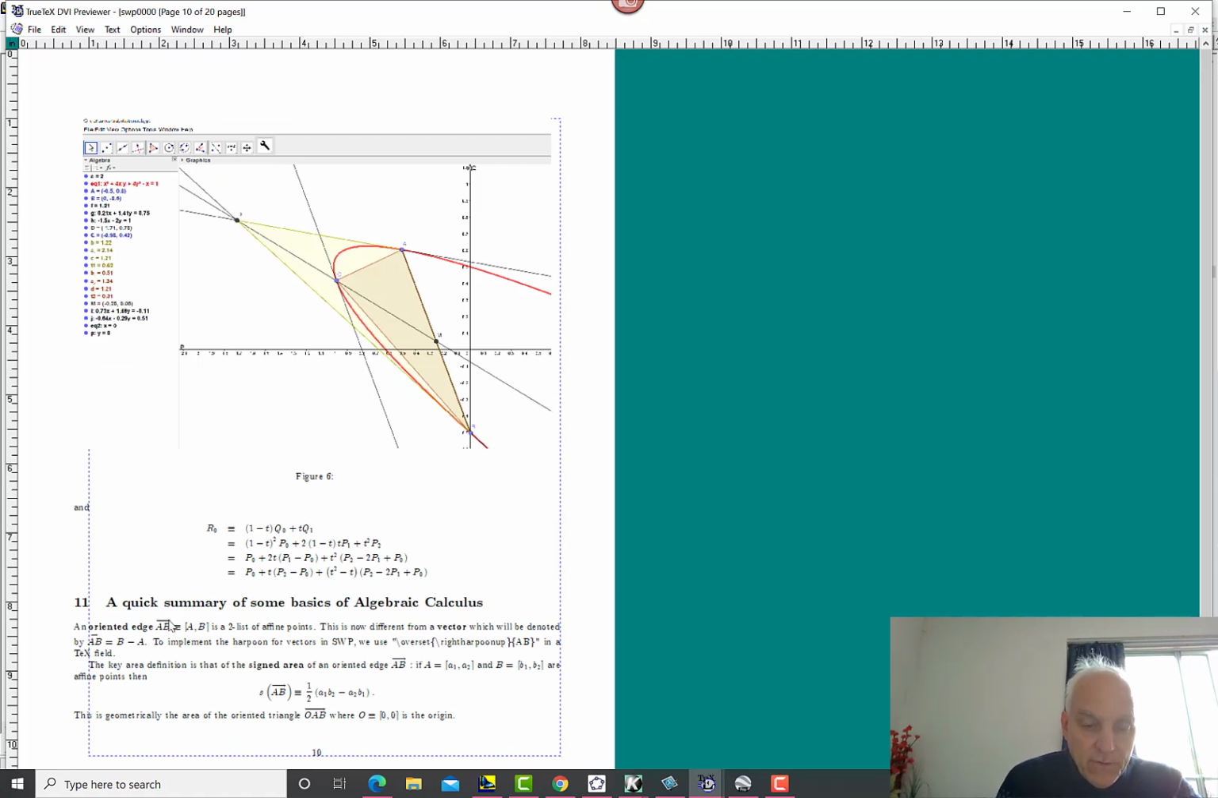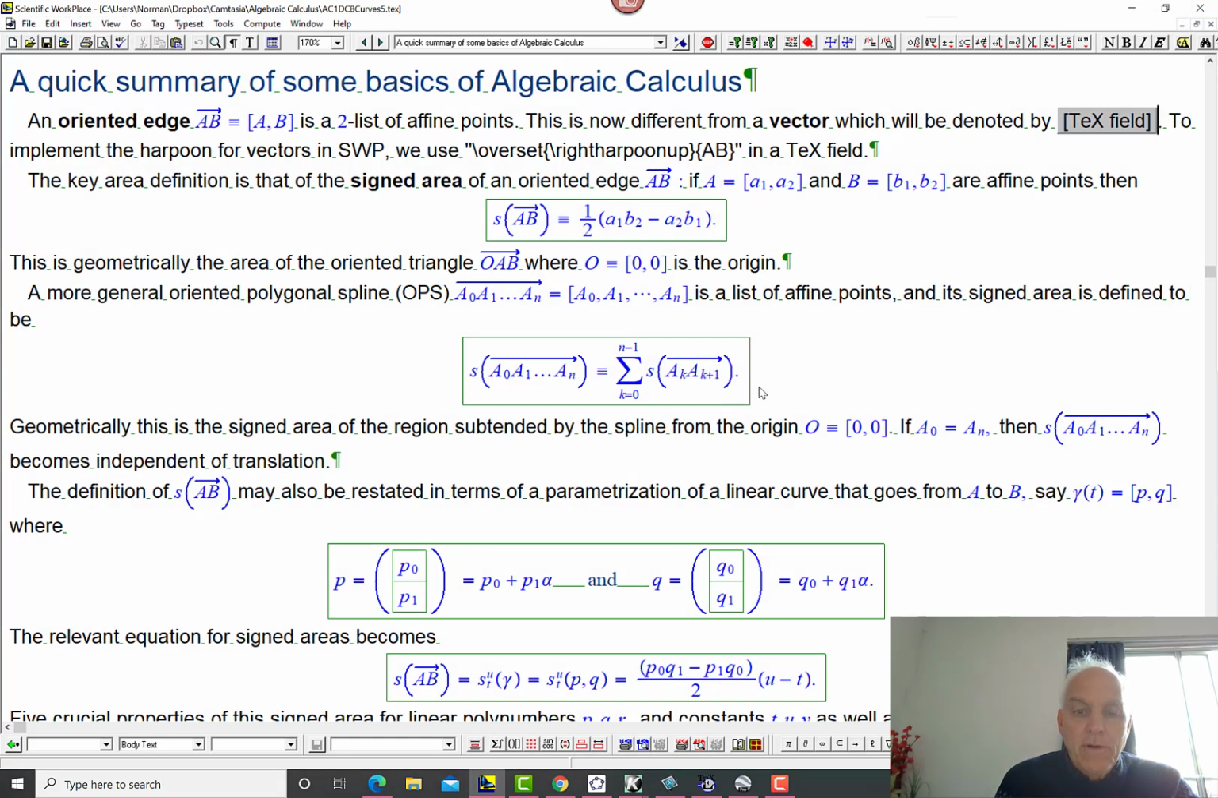Okay, down here, if you can see this, oriented edge, there's the oriented edge AB, and here's the harpoon edge. Okay. So let's get rid of that. Okay, let's come back to our document. So we know what an oriented edge is. An oriented edge is a list of points. And if you translate that, you get a different oriented edge. That's what makes it different from a vector.